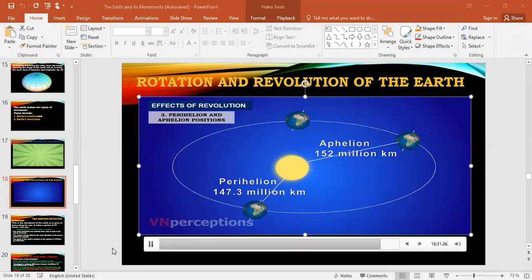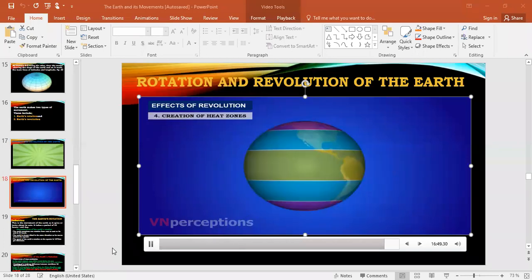The minimum distance of the earth from the sun is reached on January 3rd, and the maximum distance, that is, furthest from the sun, the date is 4th July. So aphelion happens on 4th July and perihelion on 3rd January.